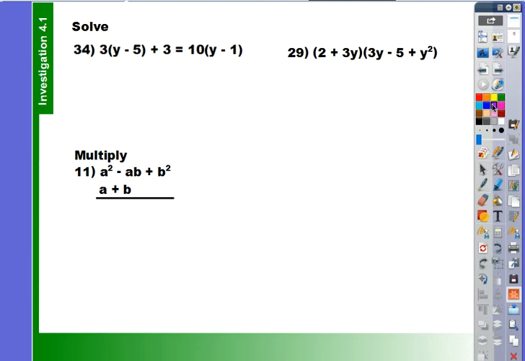Okay, so the first step is, you're going to have to do train tracks. So you're just going to add that, and then you have to distribute the 3 to the y and to the -5. So 3 times y is 3y, and then 3 times -5 is -15, plus 3 equals, and then you have to do the same, so you get 10y minus 10. And then first I did, so -15 plus 3 is just -12.